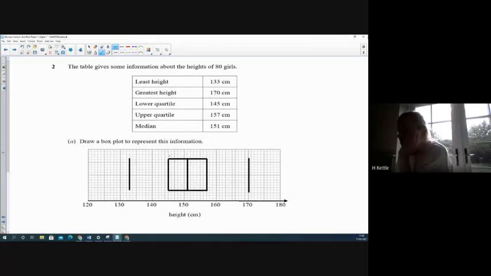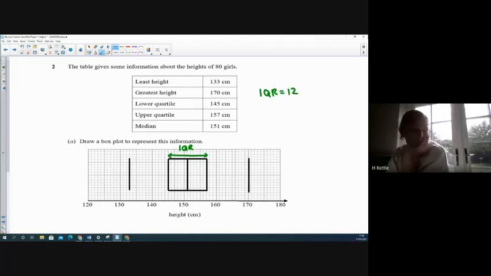And the size of that box is called the interquartile range. So this measurement here is the interquartile range, and that would be the top number here, take away the bottom number here. So the size of that box from 145 up to 157, so 12. So the interquartile range in this question is 12.